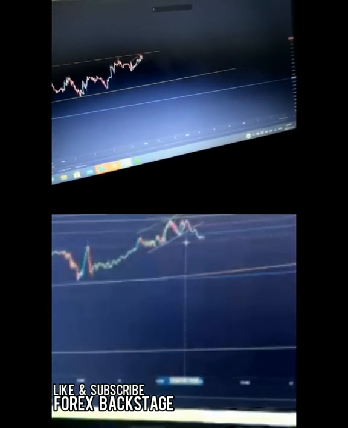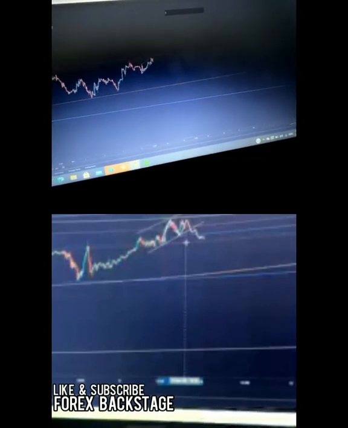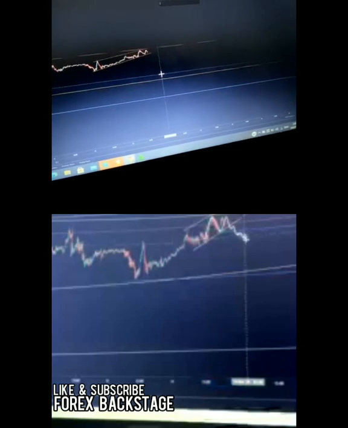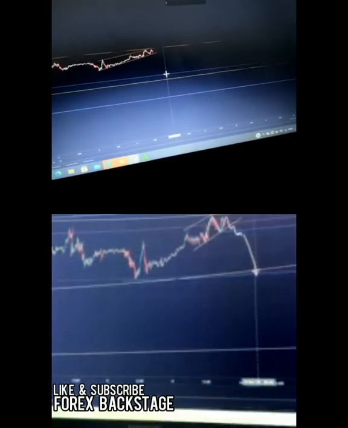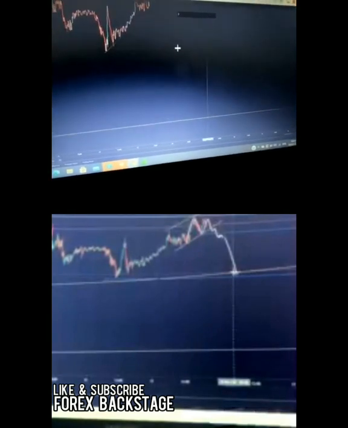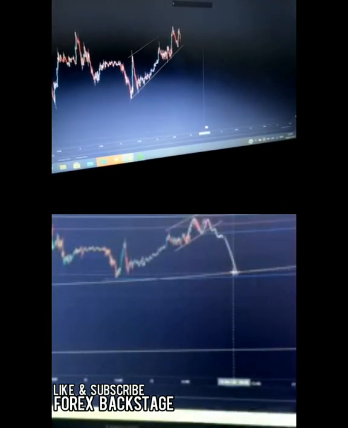What's the time frame? This is the 15-minute time frame. So it could literally just pull down from there. You know what I'm saying? So I'm thinking, yeah, but we can still manage it throughout the week anyway.